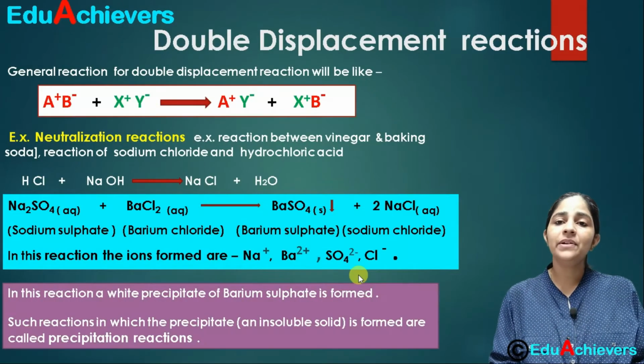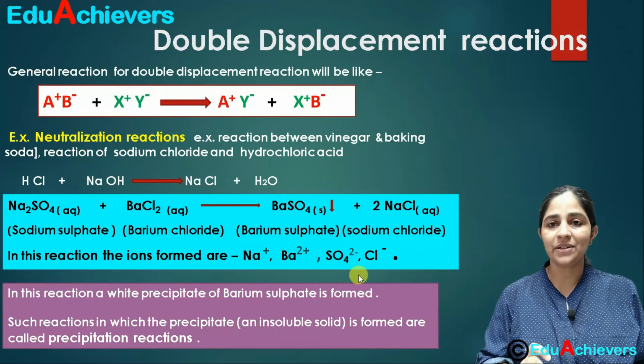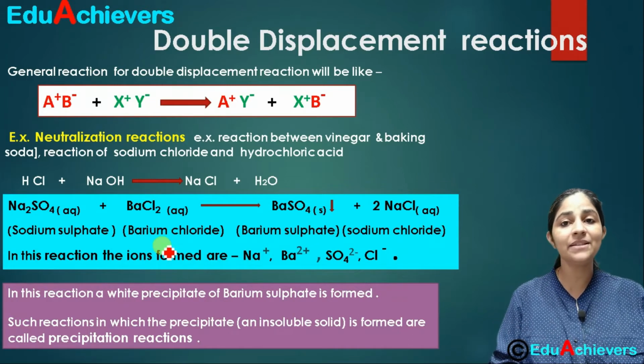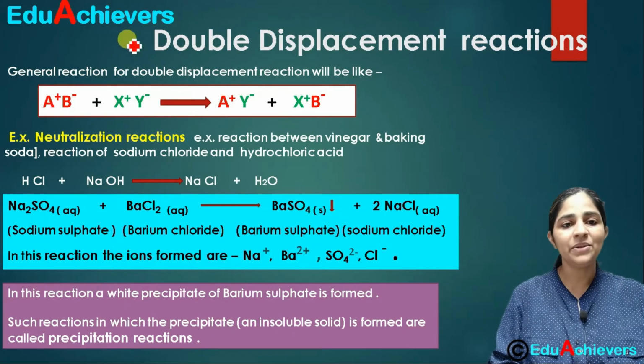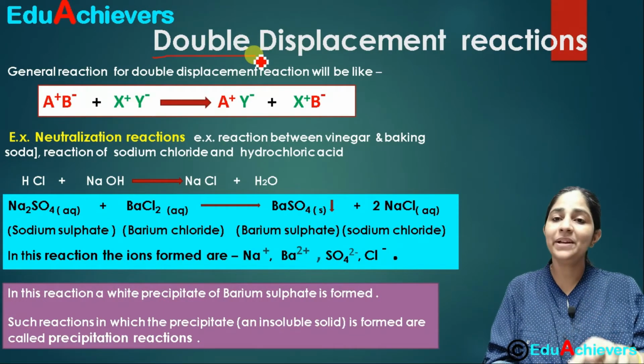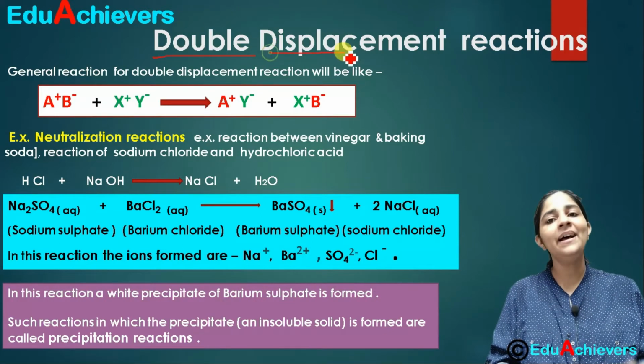Now, taking further the second type of reaction, that is the double displacement reaction. Now what is double displacement? As the word indicates, double means two or more. So here a minimum of two substances or components are changing their position, or being displaced, in the reaction.